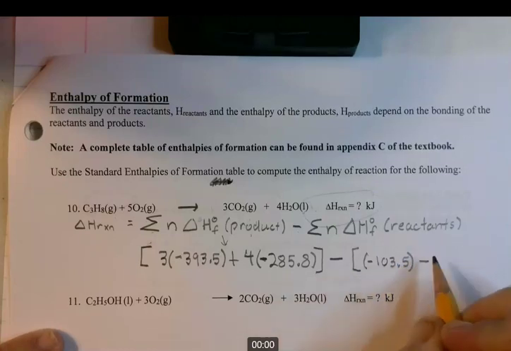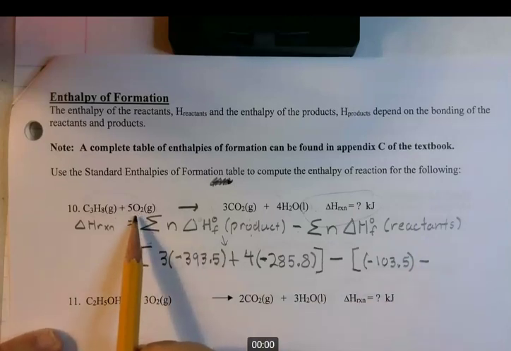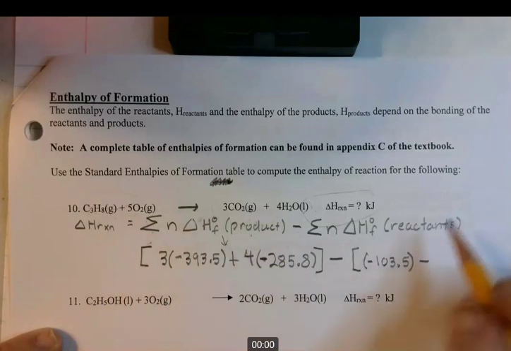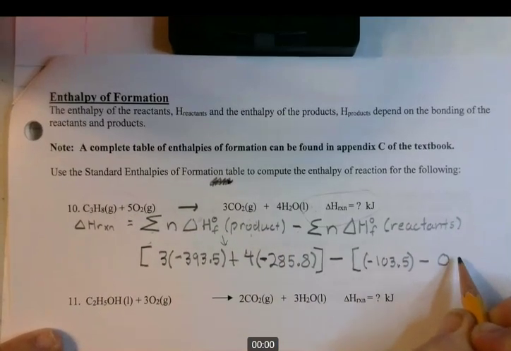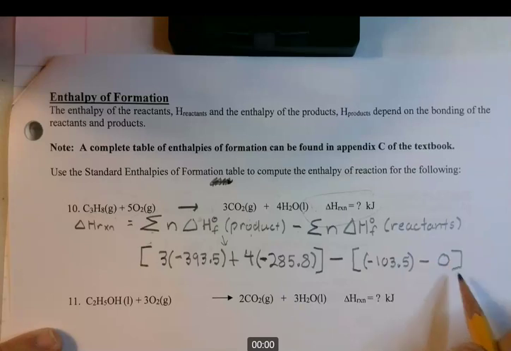Okay, and then it's minus the enthalpy of formation of oxygen gas. If you read your notes, you'll see that the enthalpy of formation of a pure element is 0. All you have to do is write a 0 there. It has no official enthalpy of formation. So now we're ready to close that.